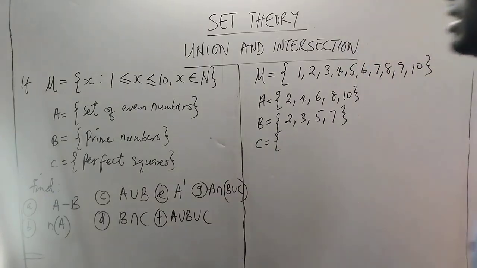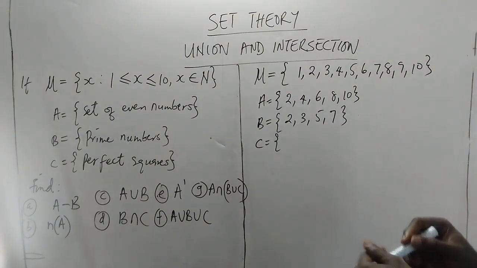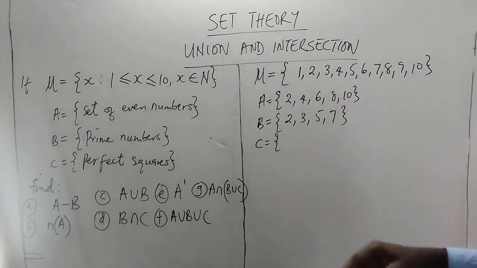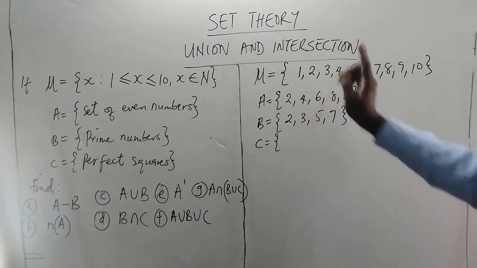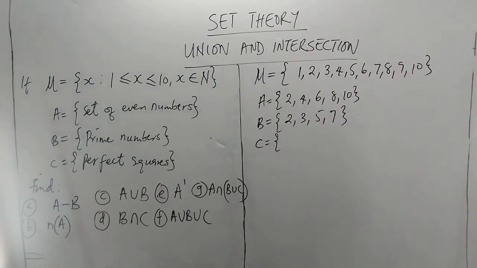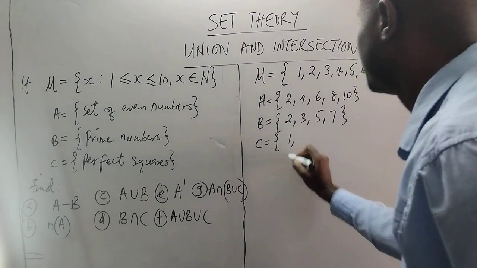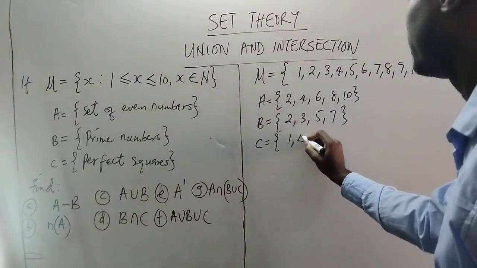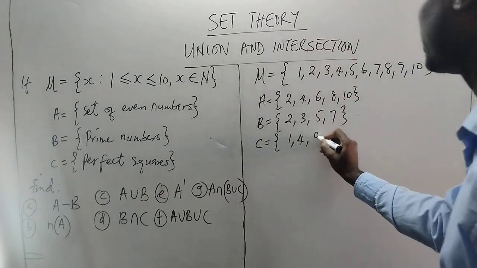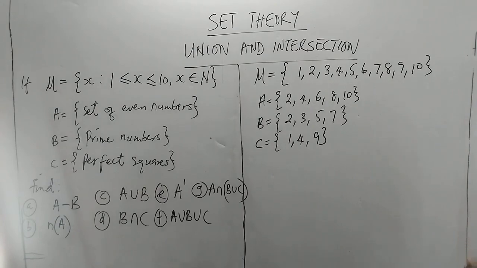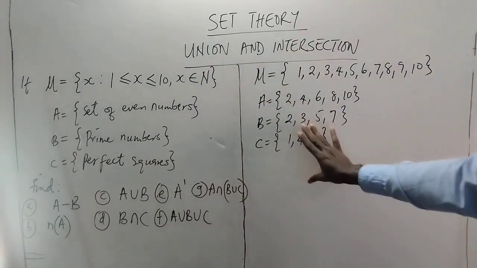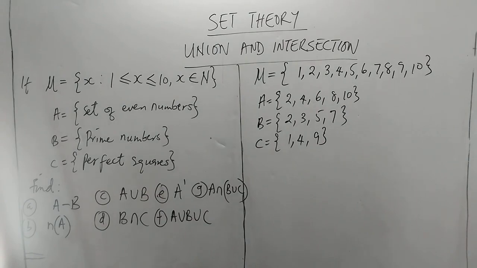C, what are the elements of C? It says perfect squares. Perfect squares are those numbers that when you find their square root, you will get a whole number. For example, 1 is a perfect square because the square root of 1 will give you 1, followed by 4, and lastly 9. Okay, we have listed the elements of each set. We'll now go straight to the questions.